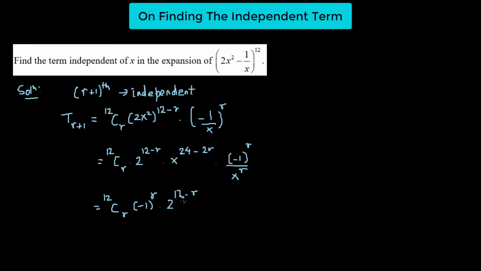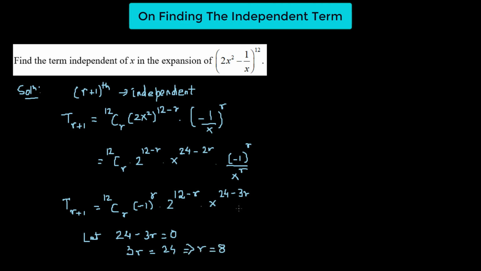This is 12 minus r. Let me rewrite it. 12 minus r times x raised to the power 24 minus thrice of r. So this is our tr plus 1 value. Then we let the exponent of x, which is 24 minus 3r, and equate it to 0. That would give us thrice of r is equal to 24, which implies the value of r is 8.